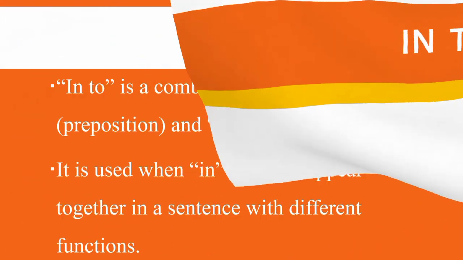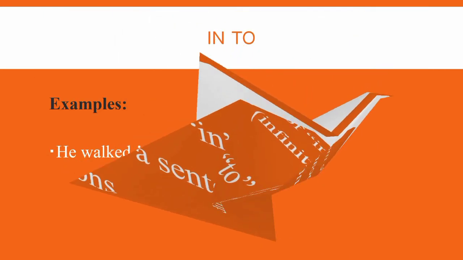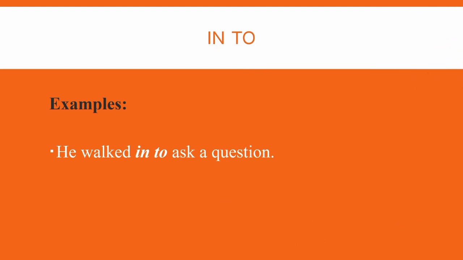All right, so we are moving on to look at "in to." "In" as a word and "to" as a word are two separate words. "In to" is a combination of the preposition "in" and the "to," which is an infinitive marker. It is used when "in" and "to" appear together in a sentence with different functions, because they are two separate words that happen to appear together.